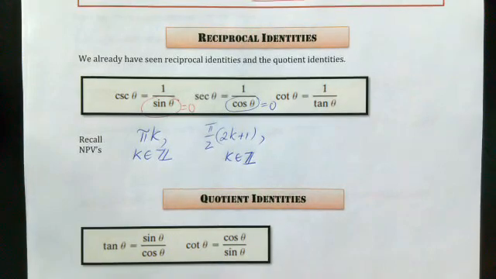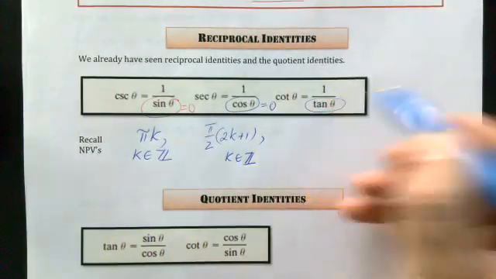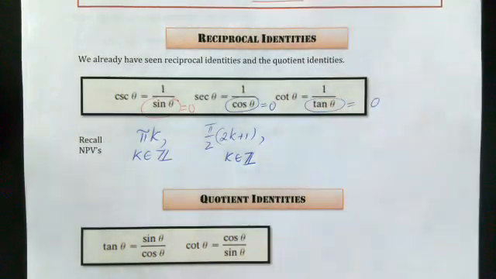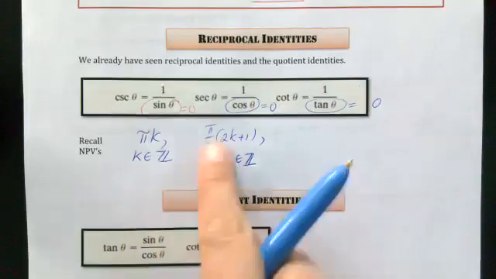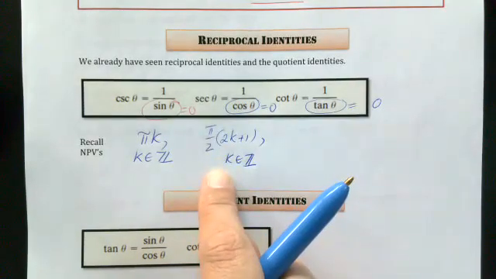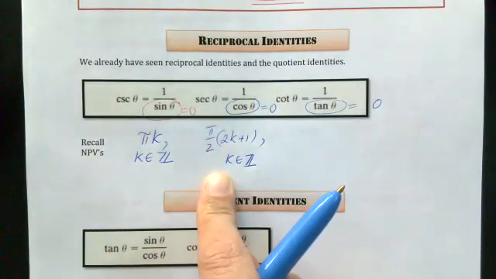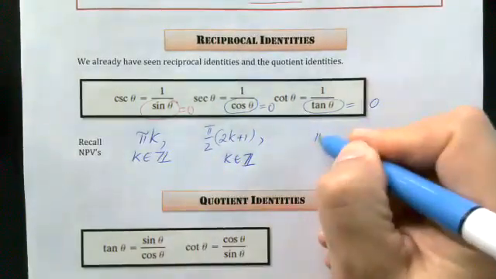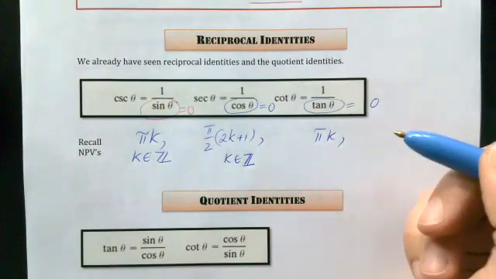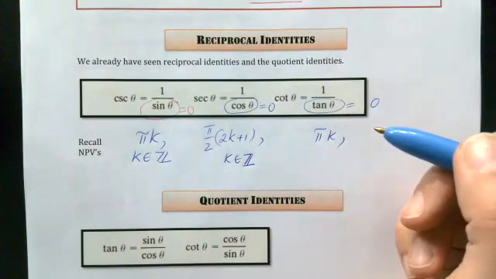Cotangent, for that we need to figure out where tangent of theta equals 0. Do we remember where tangent of theta equals 0? Or is it at pi over 2 odd multiples, because that's where the NPVs for tangent are? It's not 0, it's undefined, right? So it's the other one, which is 0 and pi and again 2 pi, 3 pi and so forth.